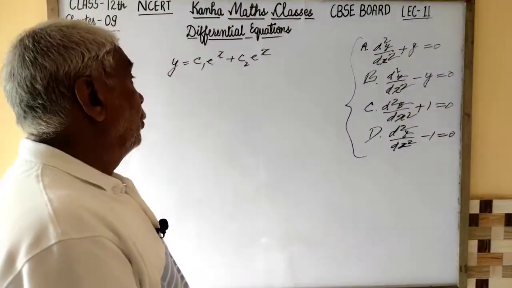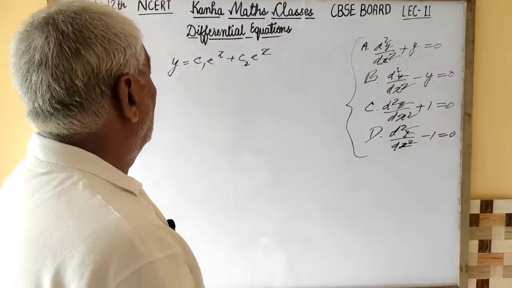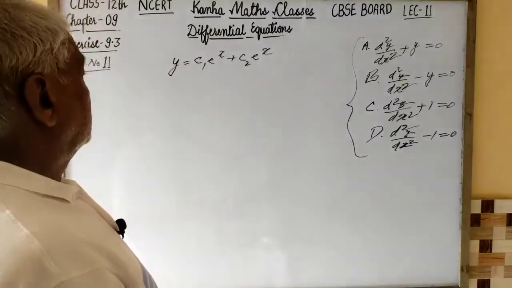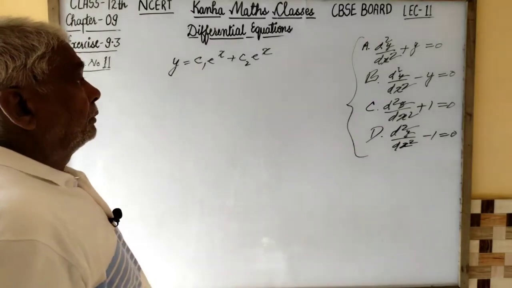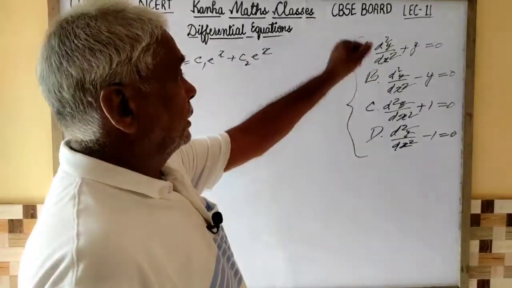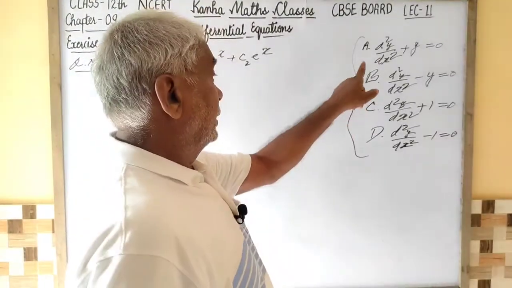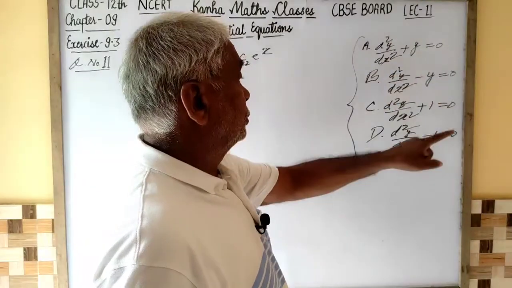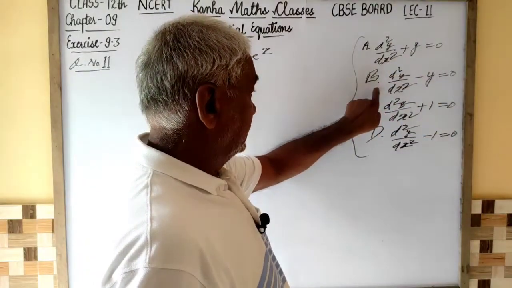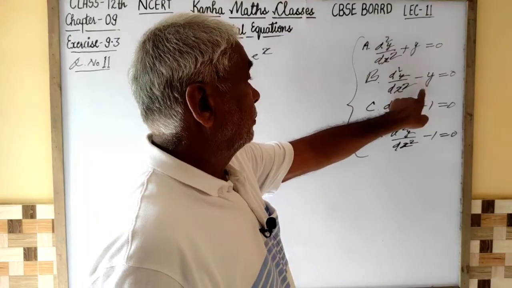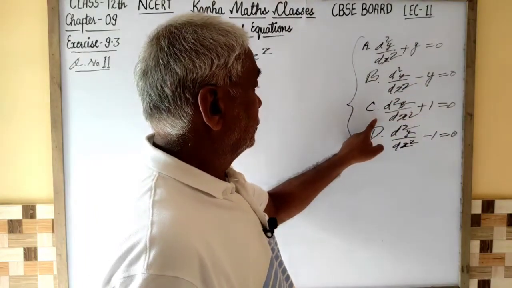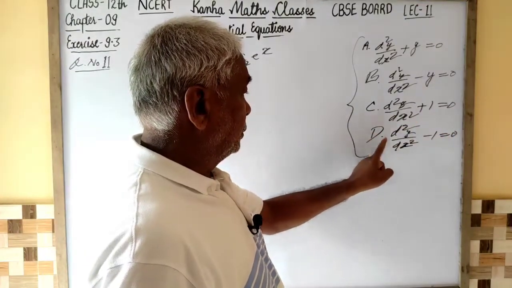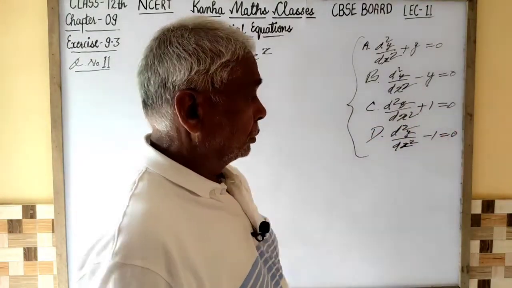Now we are going to solve the differential equation under question number 11, where we have been given 4 alternatives. Alternative A: d square y by dx square plus y is equal to 0. Alternative B: d square y by dx square minus y is equal to 0. Alternative C: d square y by dx square plus 1 is equal to 0. Alternative D: d square y by dx square minus 1 is equal to 0.